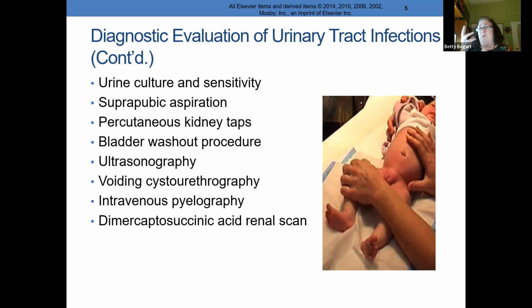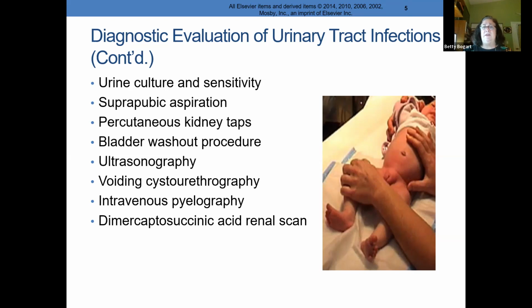Now, it's uncomfortable, yes, and they hold pressure there when they're done. But again, it's getting that accurate culture. How important is that? We don't want a premature child to go septic from a urinary tract infection, because we cannot do a catheterization on these children. It has to be suprapubic. So we do it, and most of these children are already on sedation, so we may give them an extra dose as we're doing that procedure.